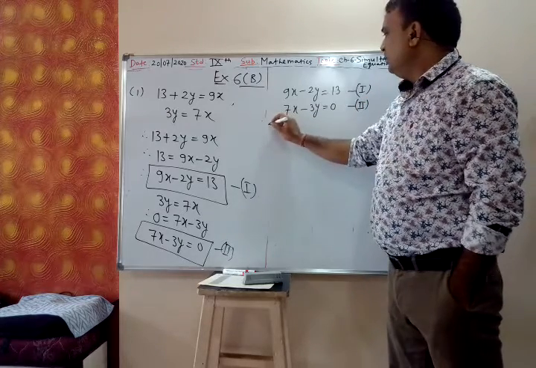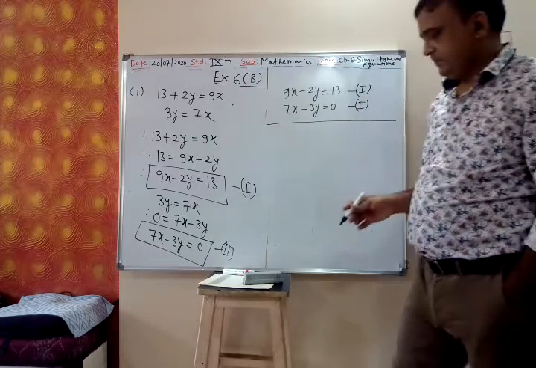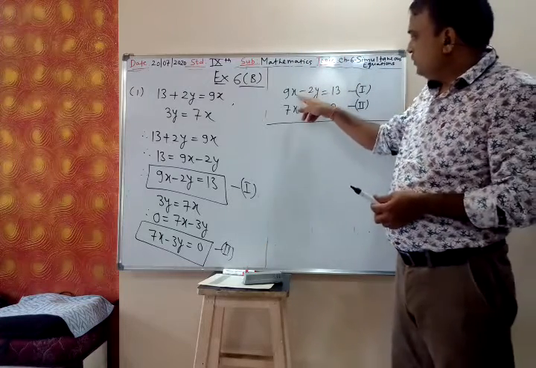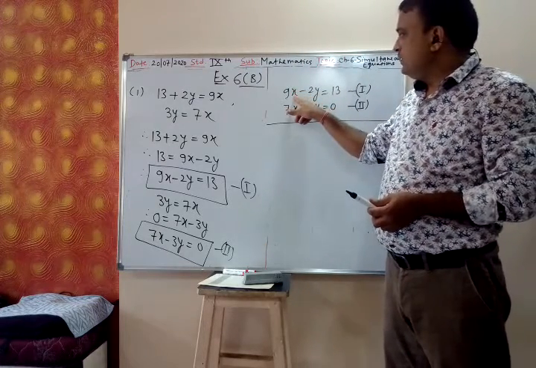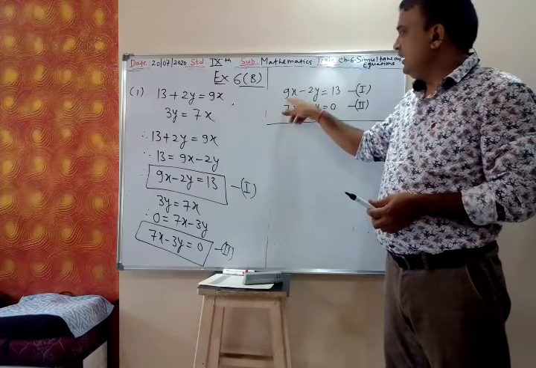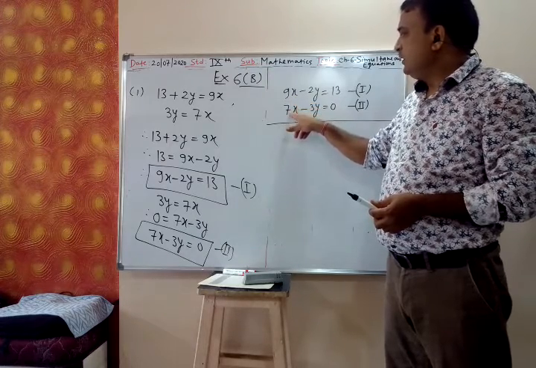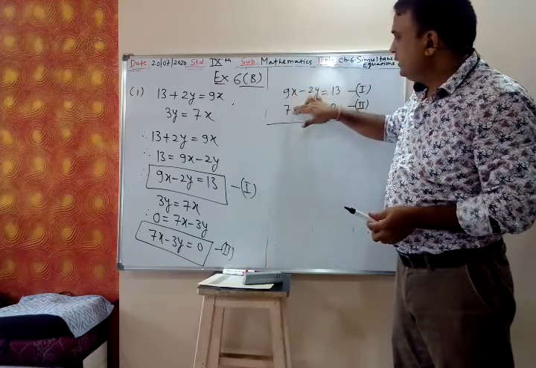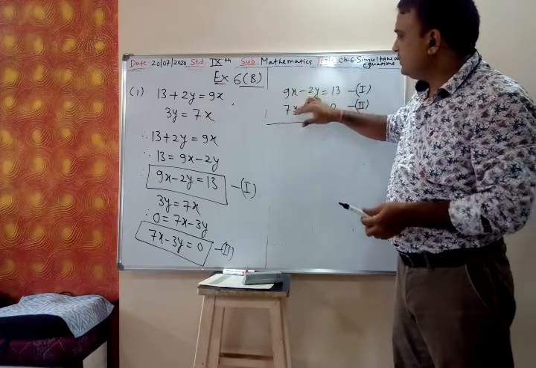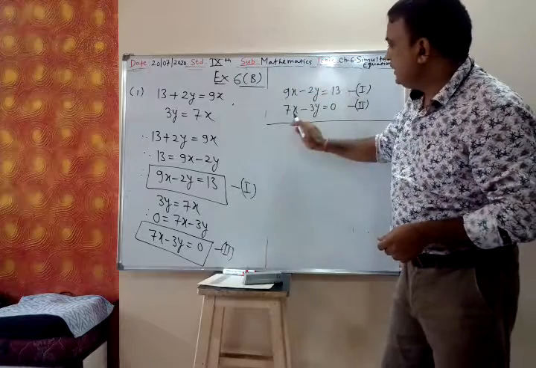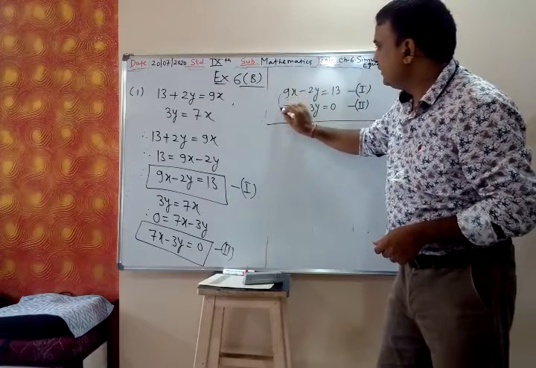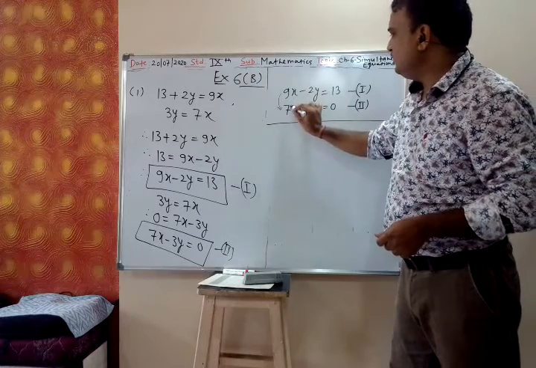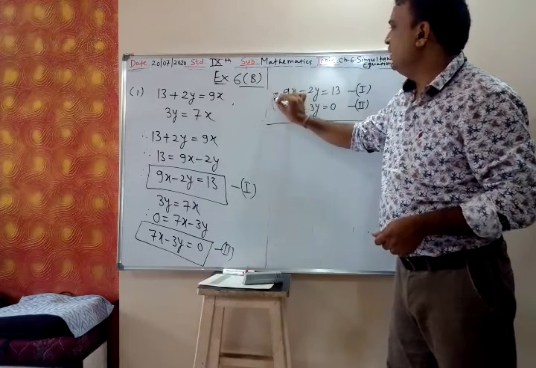Now, by the equating coefficient method. What is the coefficient of x? 9. What is the coefficient of x here? 7. So I have to make the coefficient of x equal. What I will do is multiply this equation by this coefficient 9, and multiply this equation by this coefficient of x, that is 7. Are you getting it?